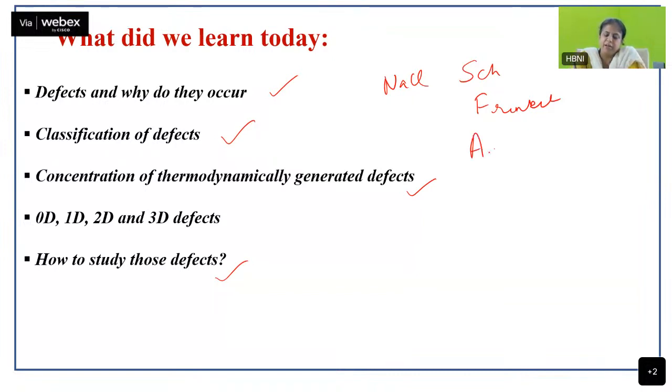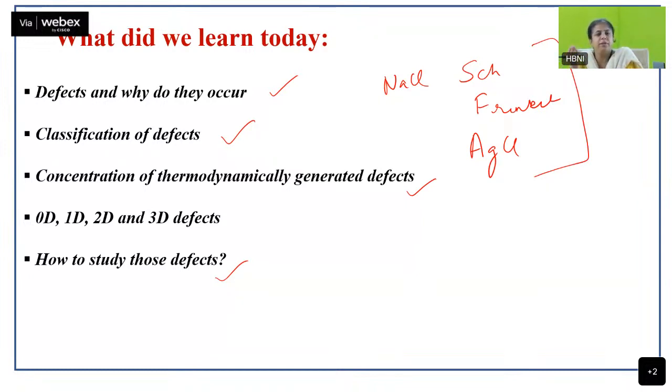Similarly, in Frenkel, I'm simply removing one Ag from a particular place and keeping it in the interstices. Even this is not changing your stoichiometry, the ratio of Ag to Cl. So the defects that do not disturb your stoichiometry are called stoichiometric defects.